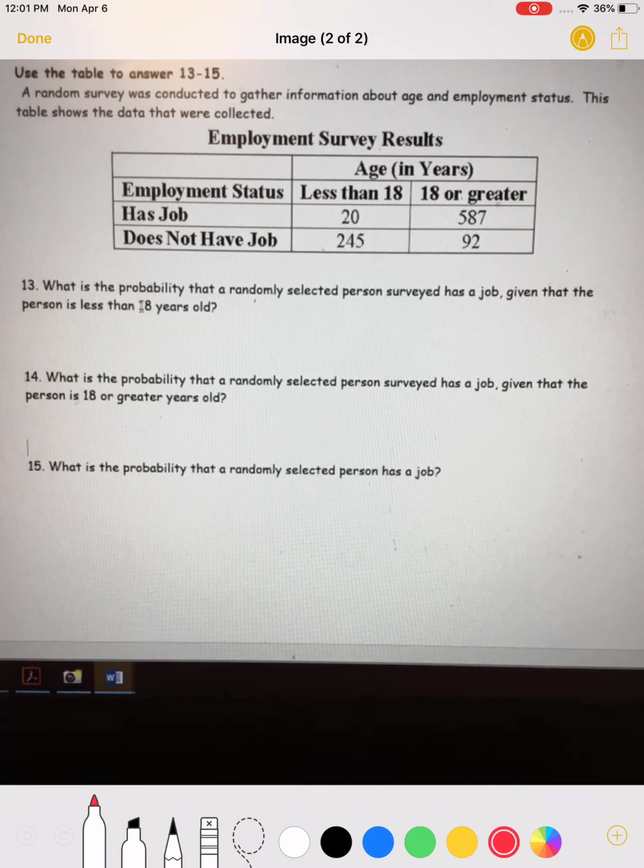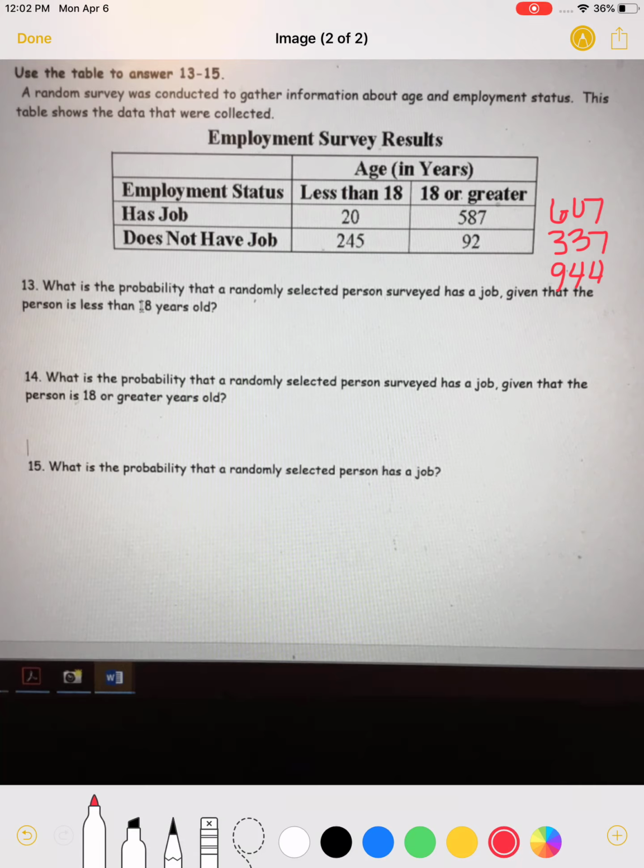Okay, has a job, 20 and 587, 607. Okay, and then doesn't have a job, 245 and 92 is 337. So to get that grand total, we add those together and we get 944. Okay, and then less than 18.